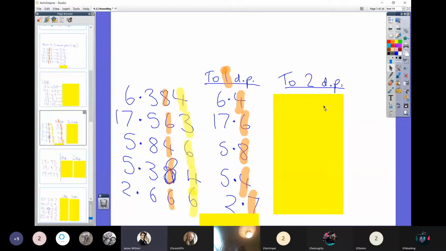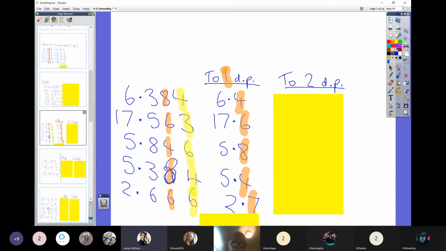Now this bit is new. We're now going to be looking for 2 numbers after the decimal point. We're doing these to 2 decimal places. So you've now got to go and consider the implication of the 3rd number after the decimal point. These are the ones I've done in yellow. Okay, so we know we're going to have 2 numbers after the decimal point.